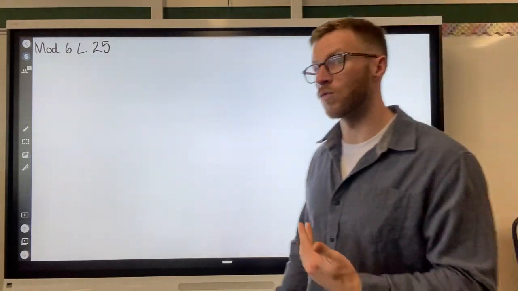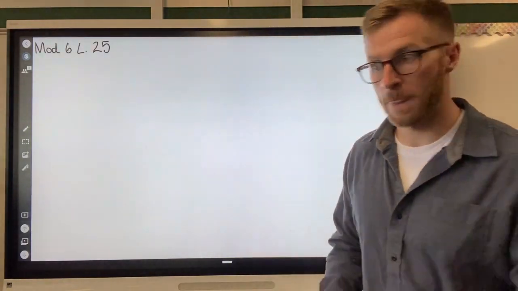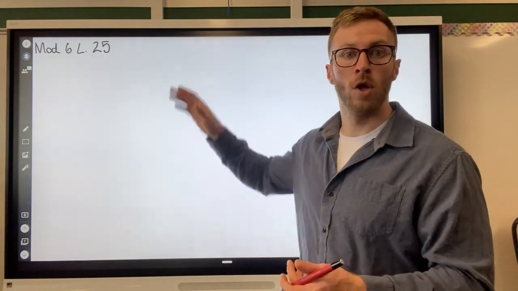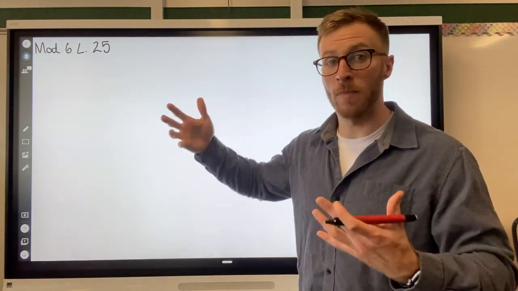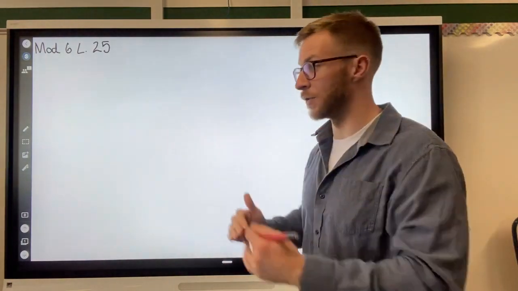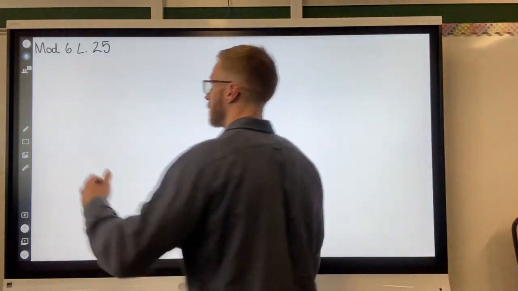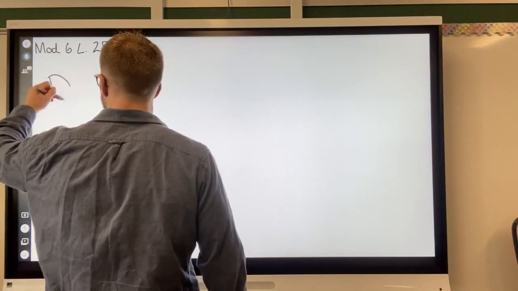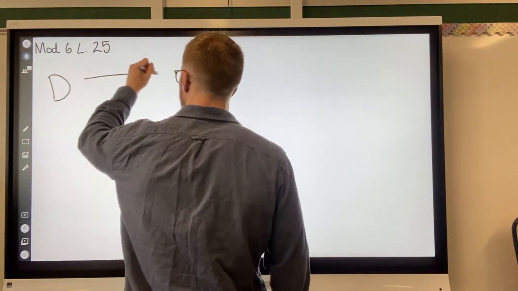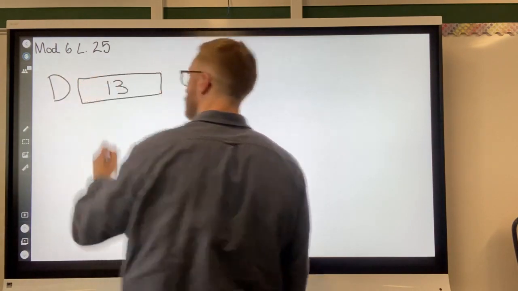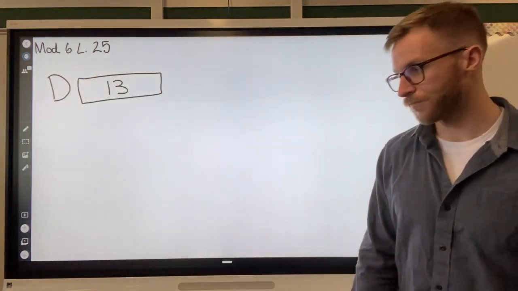How many cards does Willie have? Well, what are we going to start with? Drawing a picture. We're going to draw a picture with the information the problem tells us. The first sentence says Darnell has 13 baseball cards. So I'm going to put a D for Darnell. I'm going to give him a big rectangle with 13 in it. He's got 13 cards.